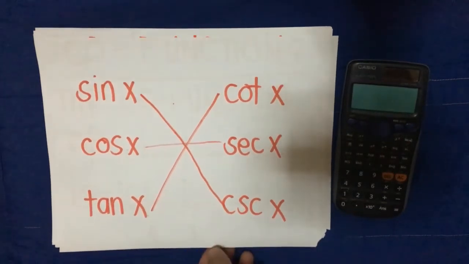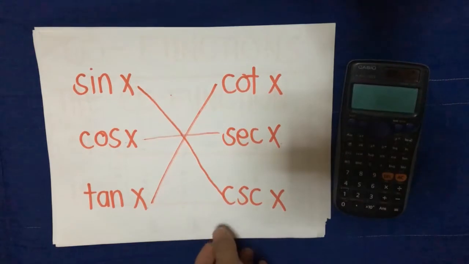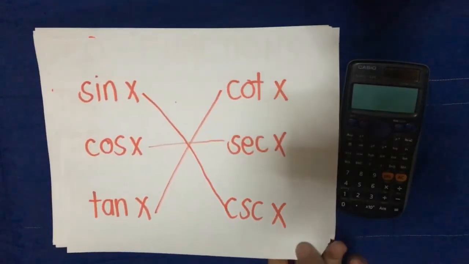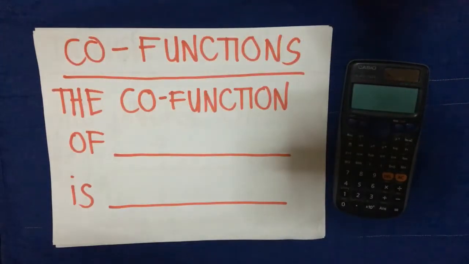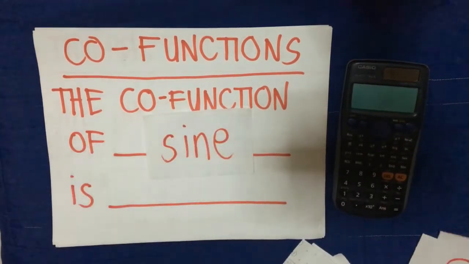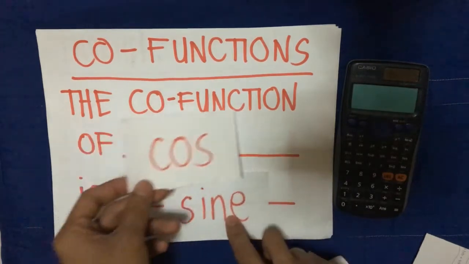Okay, so in every trigonometric function, we have this very important characteristic that we need to identify. So the first characteristic is the co-functions. In the six trigonometric functions, each of these has a co-function. So let's identify what are the co-functions of our trigonometric functions. Let's begin with sine. The co-function of sine is cosine. Again, the co-function of sine is cosine, and that is vice versa.